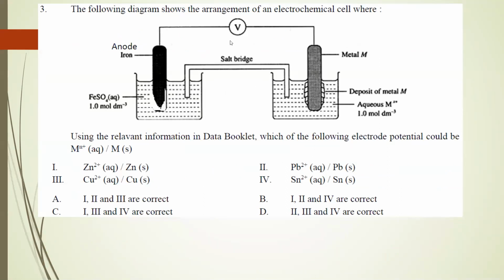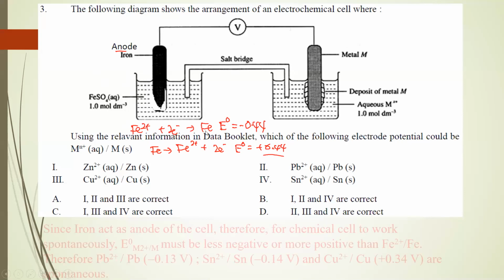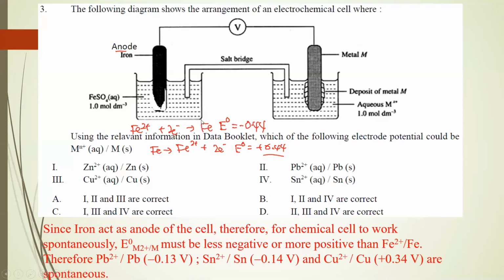Given to you, the standard electrode potential of iron is Fe2+ plus 2e- gives Fe, E naught equals negative 0.44, and you want it to become the anode. Anode means that it has to undergo oxidation. So Fe gives Fe2+ plus 2e-, E naught equals positive 0.44. So anything that is less positive than iron can eventually complete the cell. Okay, so I repeat, anything that is less positive than iron, eventually this makes the cell become spontaneous.